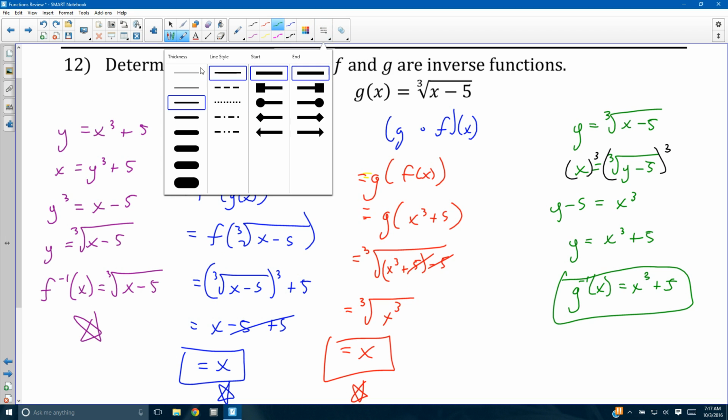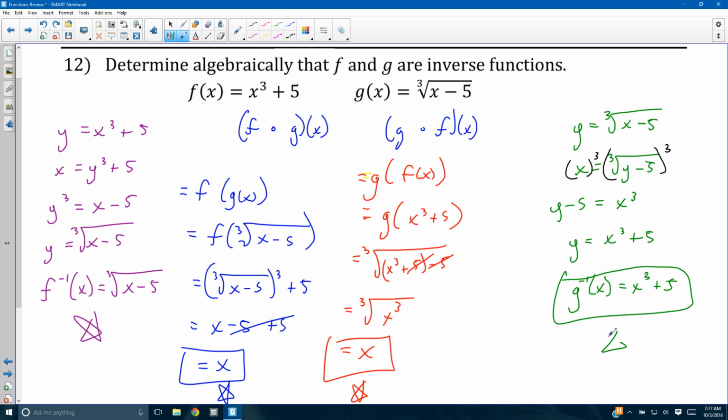A fifth way would be to graph them and see that they're reflections, or plot them in a table and see that the x and y values switch. But it did say algebraically, not graphically, so there are other ways to do it, but these are 4 conventional ways to do it algebraically.